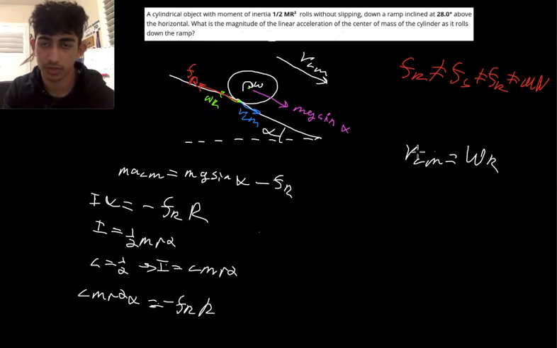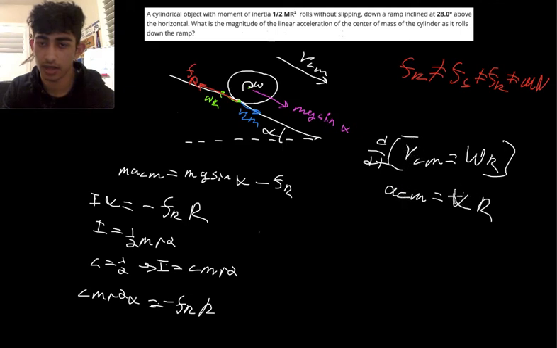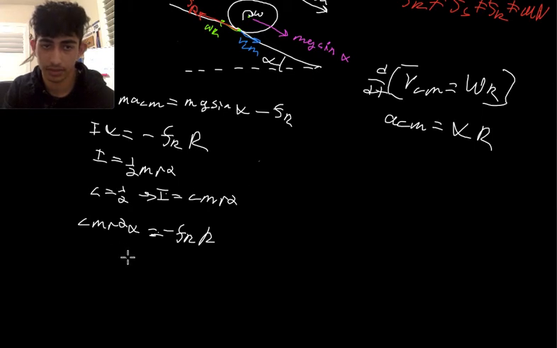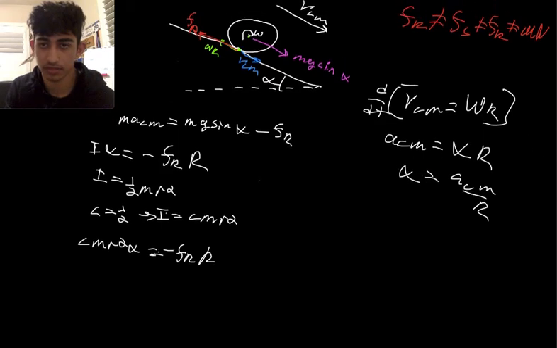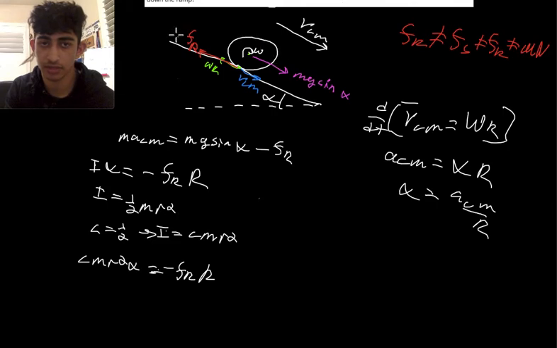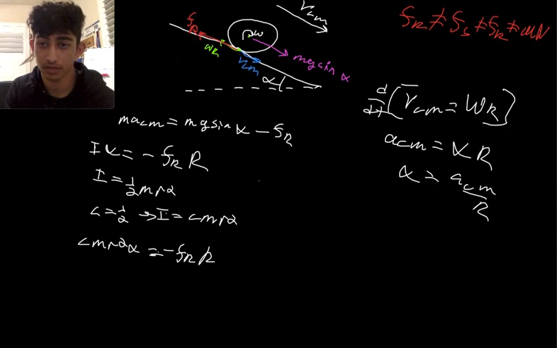To get rid of this alpha, I'm going to take the time derivative of this expression, and that tells me that the acceleration of the center of mass is equal to the angular acceleration times r. A is the derivative of v, and alpha is the time derivative of omega. So alpha is equal to a_cm over r. Now be careful here, this is the magnitude of alpha. The frictional torque acting clockwise is negative, therefore alpha will also be negative.